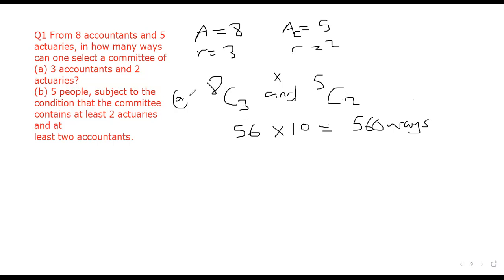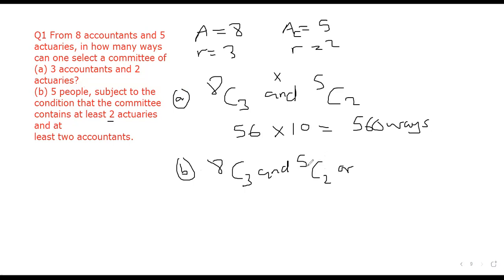Part B, in how many ways can we have 5 subject to the following conditions? You have at least 2 in each. At least means a minimum of 2, but the total must be 5. We can get the same combination we had because this gives us the total people we're getting. Here were 3, here there were 2. We can say 8 combination 3 and 5 combination 2. That's the first way in which we can do it.